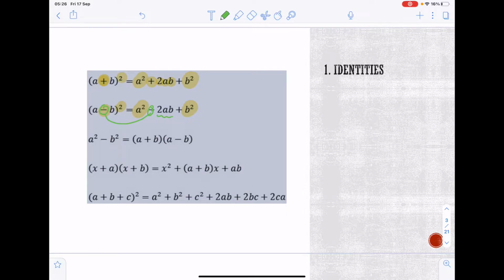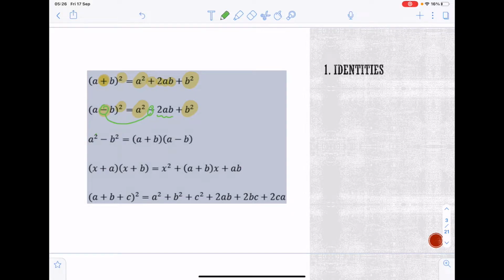Okay, let's see this one. This one is the difference of squares, the difference of two squares. So we can write the roots: this looks like the root of the first one plus the root of the second one, times the root of the first one minus the root of the second one.